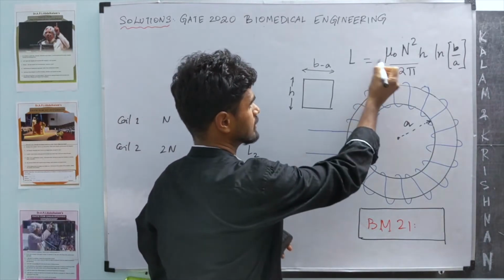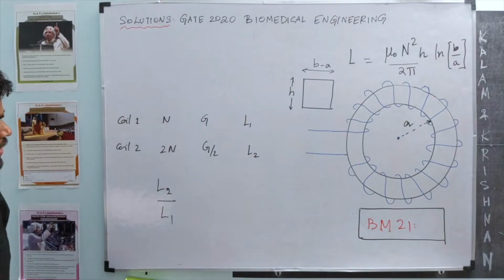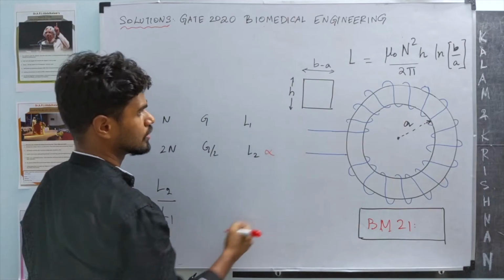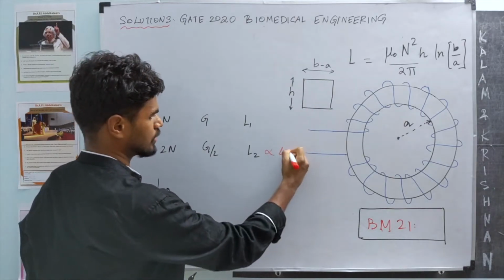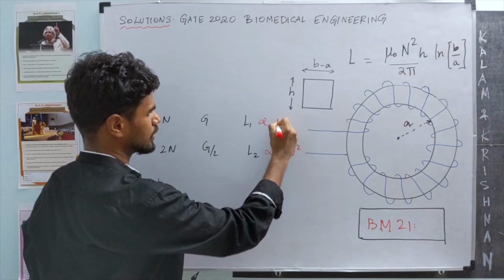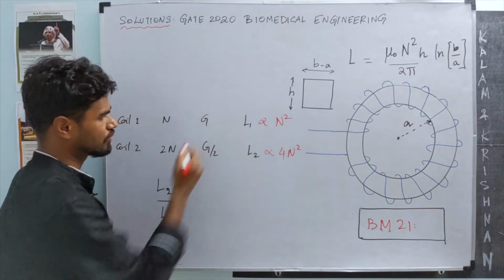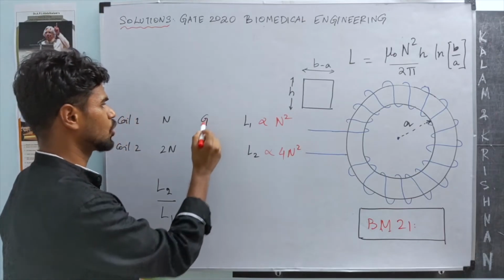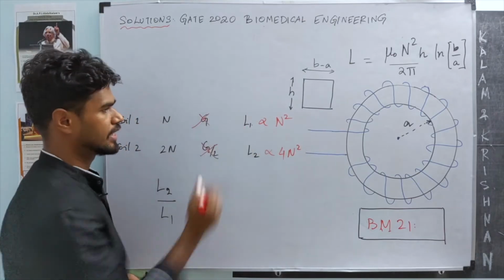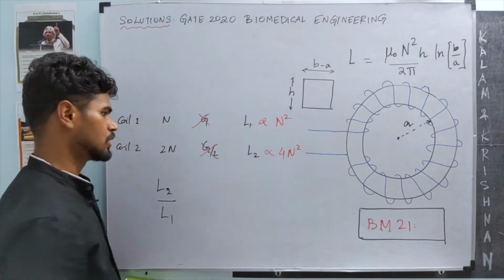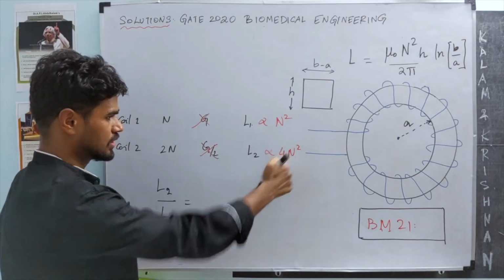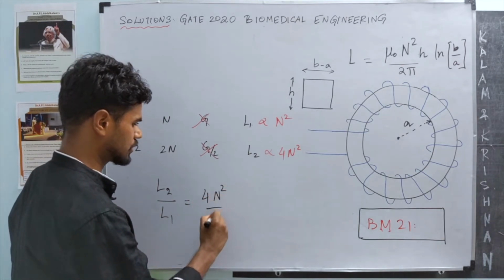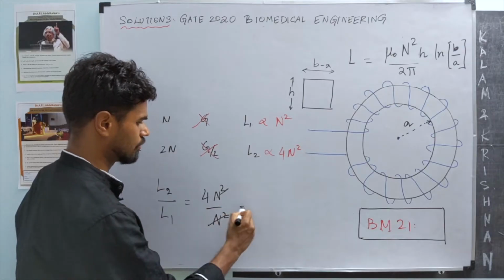Given this, we notice this is proportional to n square. So in this case it's 4n square, and this is proportional to n square. And should gauge of wire matter? Gauge of wire is diameter of wire, actually it doesn't show up in this inductance at all. So the ratio of inductance just depends on the ratio of number of turns in the coil, the square of that. So 4n square by n square, which is 4.